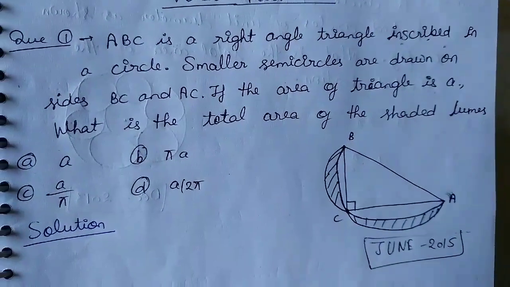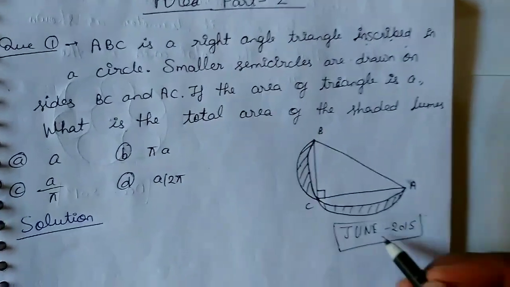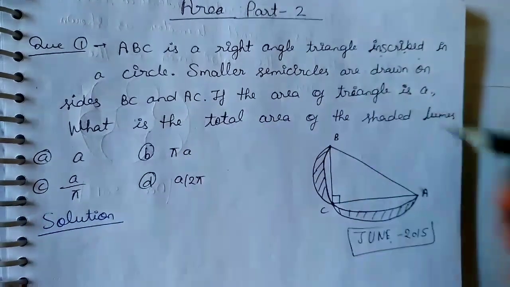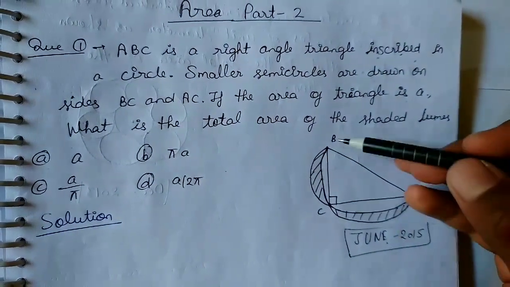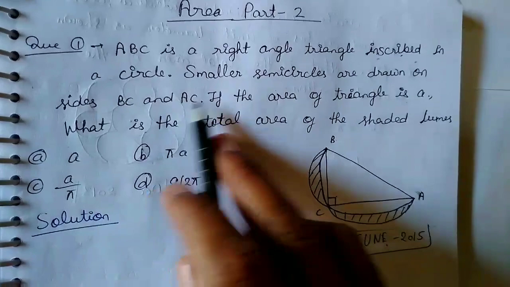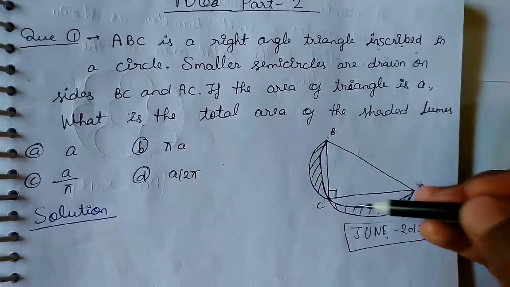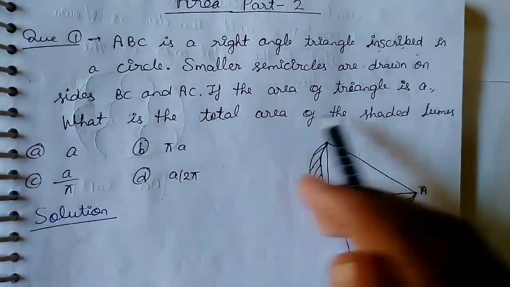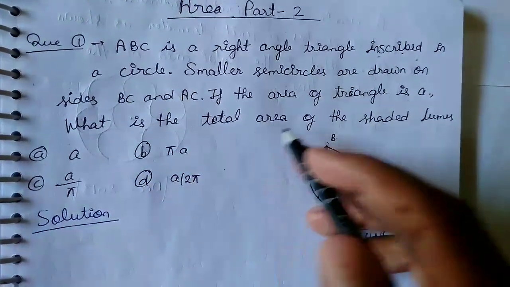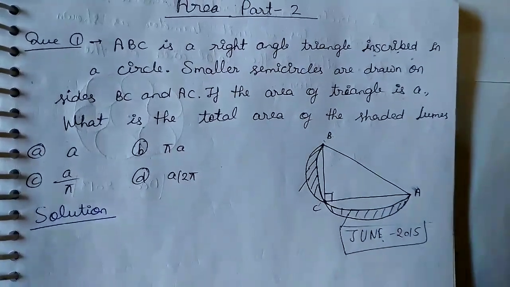So let us start. There is a question that was asked in June 2015. The question is: ABC is a right angle triangle inscribed in a circle. As you can see, C is at 90 degrees. Smaller semicircles are drawn on sides BC and AC. If the area of triangle ACB is A, what is the total area of the shaded lunes? That means you have to calculate this shaded portion area.